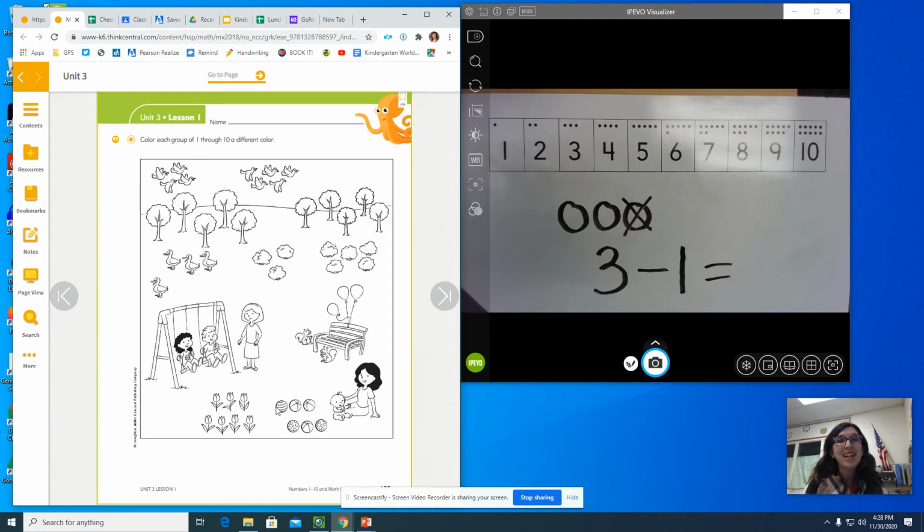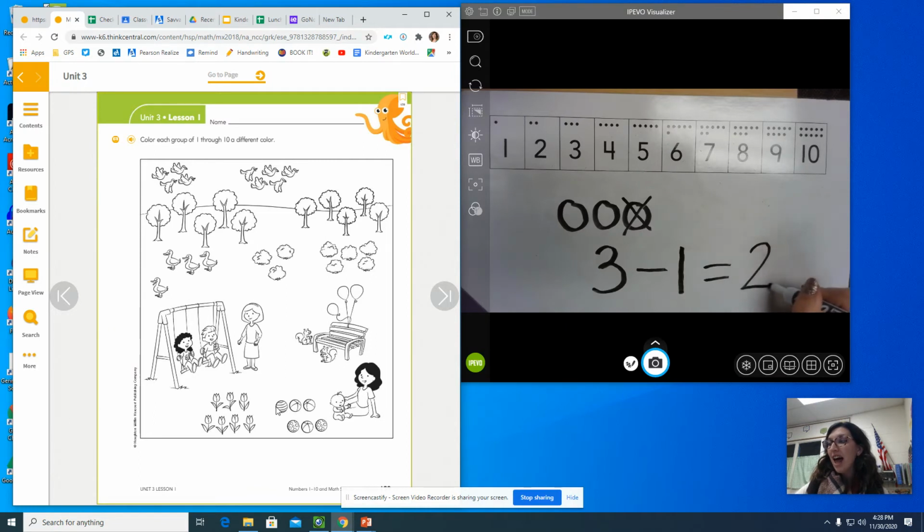Now it's an equation, and I need to know how many are left. If I started with 3 and 1 flew away, how many are left? You're right, 2 are left. Do I count all of the ones that I have drawn, or do I only count the ones that are not crossed out? You're right, I only count the ones that are left, the ones that did not get crossed out. So I started with 3, 1 went away, and now I have 2 left.